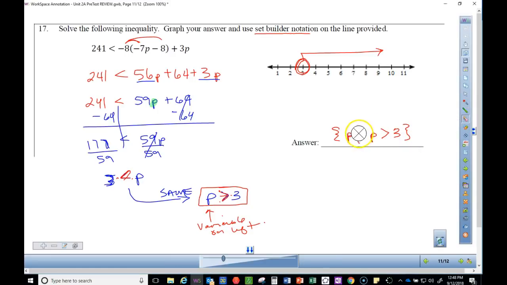Don't know why these two got connected here. So the set of all p where p is greater than 3.